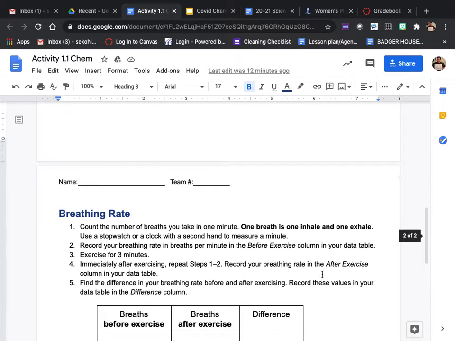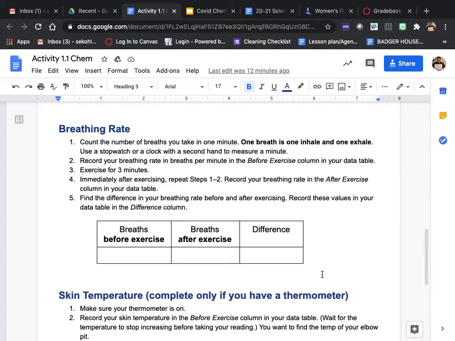You're going to do the same thing for the amount of breaths you take in 1 minute. Now, I made this bold right here and I'm going to highlight it. Remember that one breath is one inhale and one exhale combined. That's one breath. Again, you're going to take your breaths before exercise for 1 minute. You're going to exercise for 3 minutes and then find how many breaths you have again and make sure you find the difference.